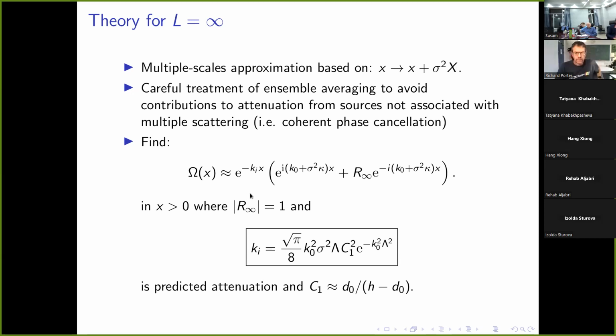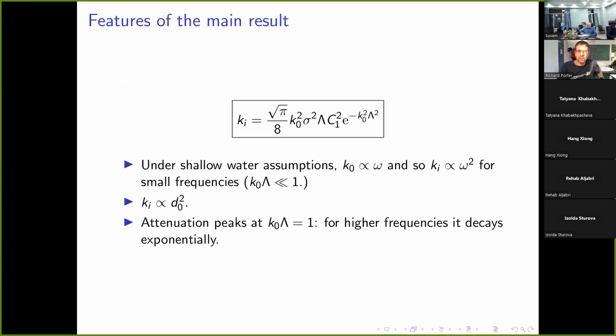And the attenuation constant looks like this. There's a simple formula involving the statistics of the ice, the thickness of the ice, and the wave number in the ice as well. Okay, so this is the key formula. This is a theoretical, simple prediction for the attenuation of ice based upon all of the assumptions that I've made. Okay, so what does this tell us?